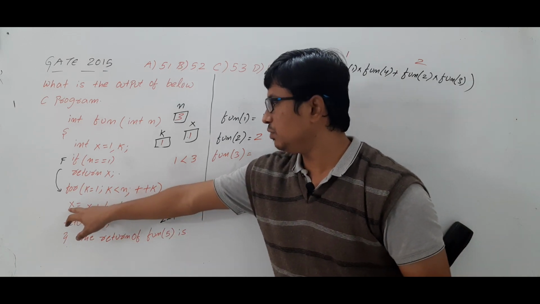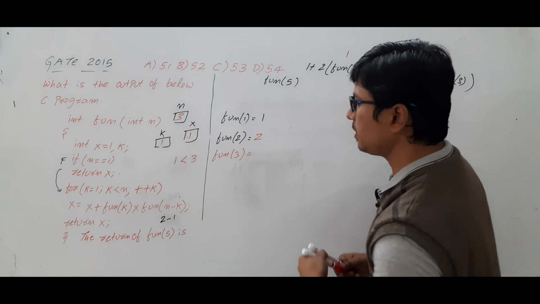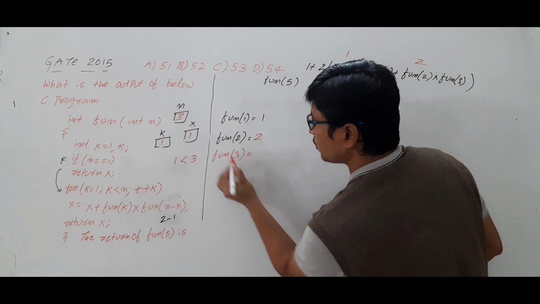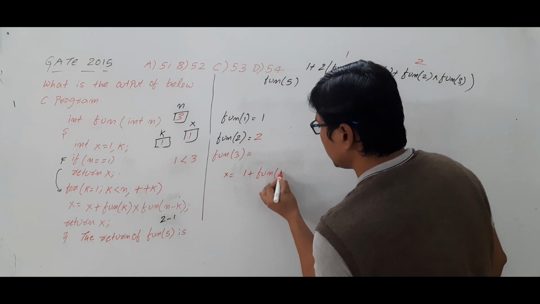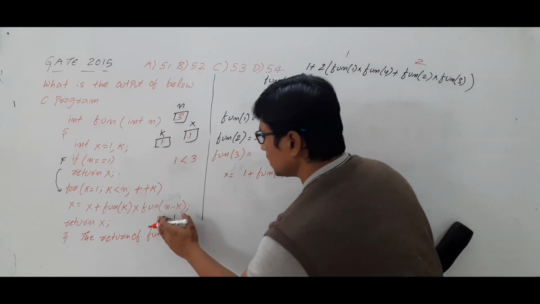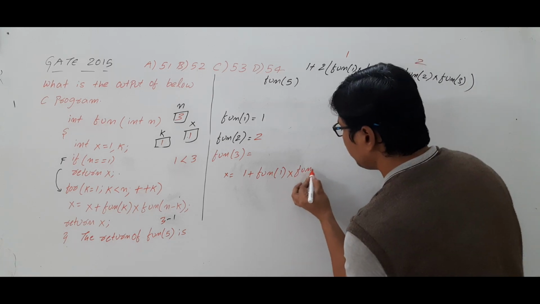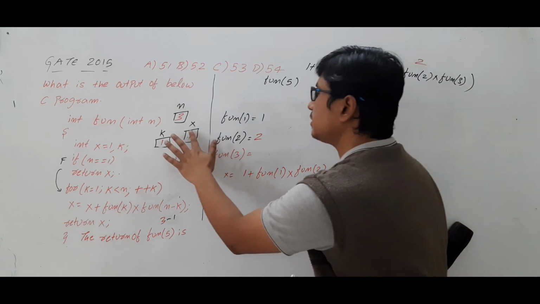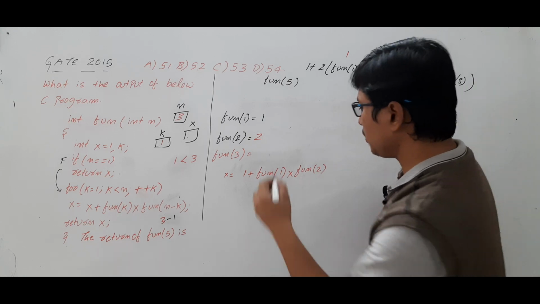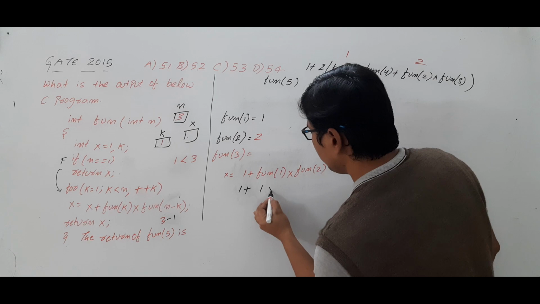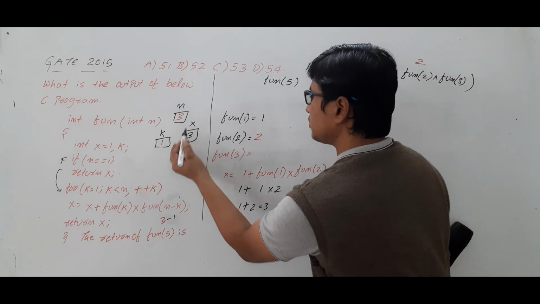If the condition is true, you will execute x is equal to x plus fun k into fun n minus k. So x is equal to x plus, what is the x value? 1 plus fun k. Fun k is nothing but k value is 1, which is nothing but fun 1 into fun n minus k. N value is 3, k value is 1, so 3 minus 1 is 2, so you are calling fun 2. This is your x value right now. x is equal to 1 plus fun 1 into fun 2. You know what the fun value is? Fun 1 value is 1, fun 2 value is 2. So this is nothing but 1 plus 2 is 3. So the x value currently consists of value 3.